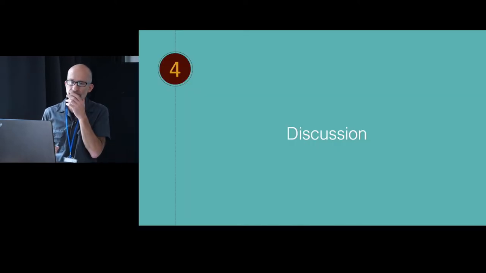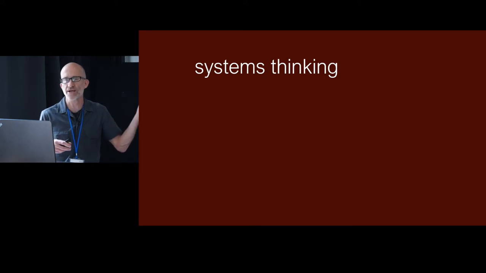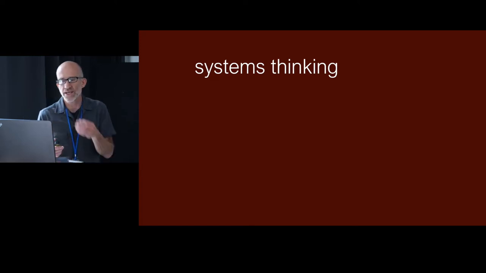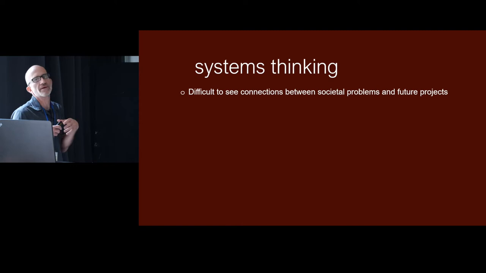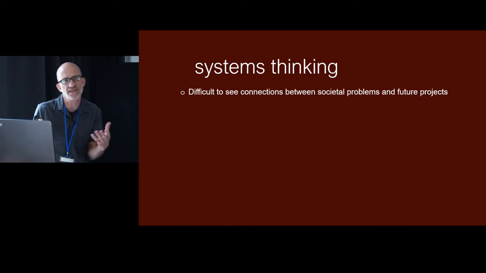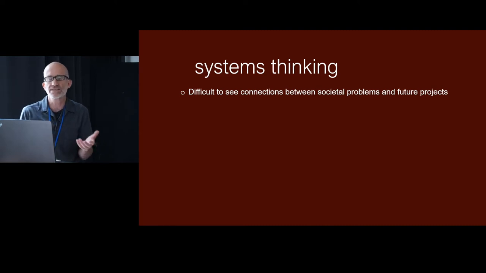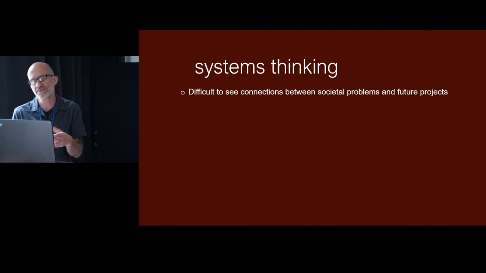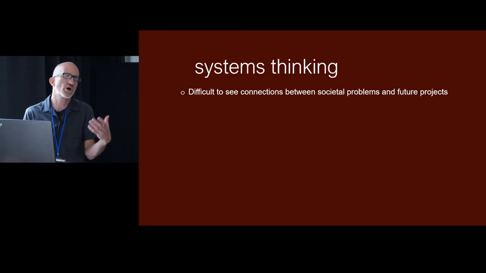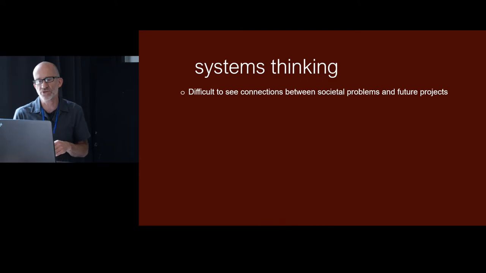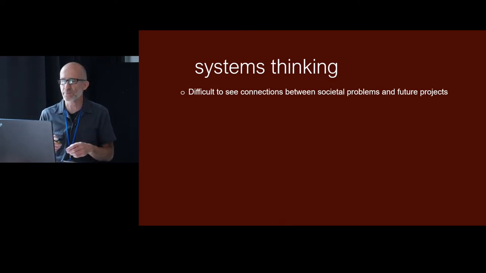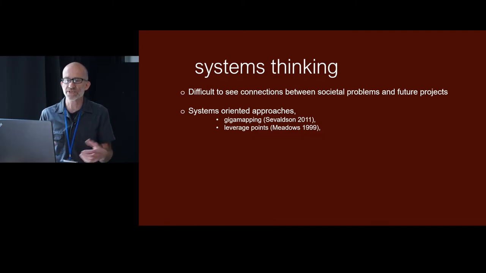Now I'm going to go a little more into why we tackle those specific teaching elements. With systems thinking, it's often that students understand the need for more sustainable ways of living and being, but it's very difficult for them to see how it might relate directly to what they might work on in their subsequent careers. So we provide them with systems thinking approaches, giga-mapping, leverage points and things like this to enable them to see how they might affect changes in their future careers.